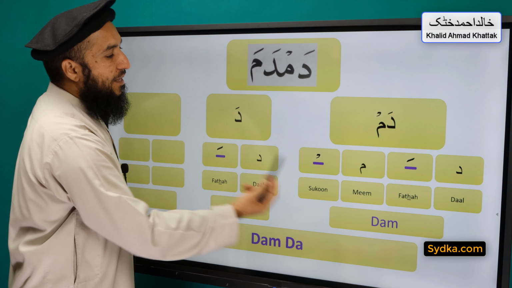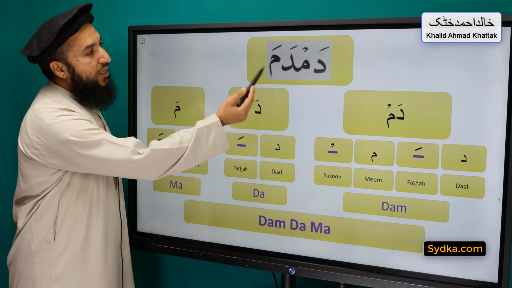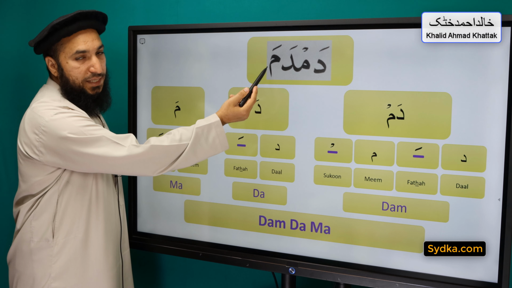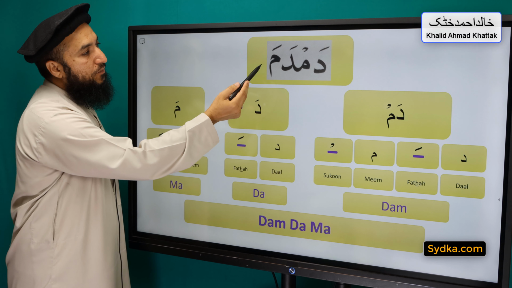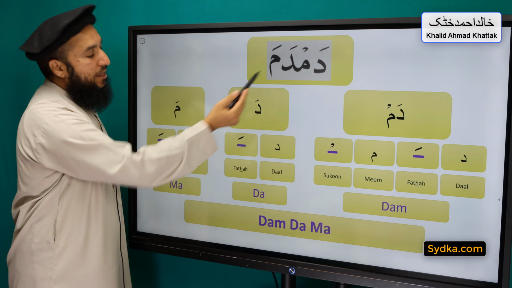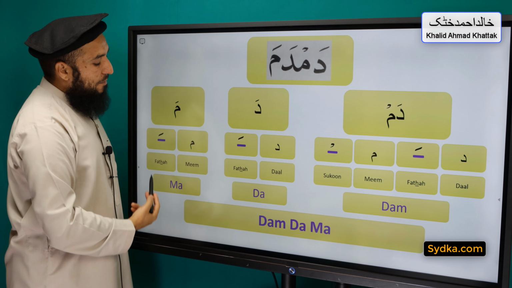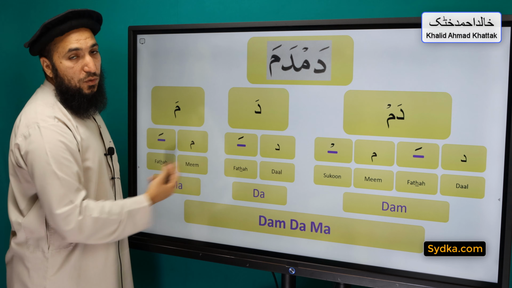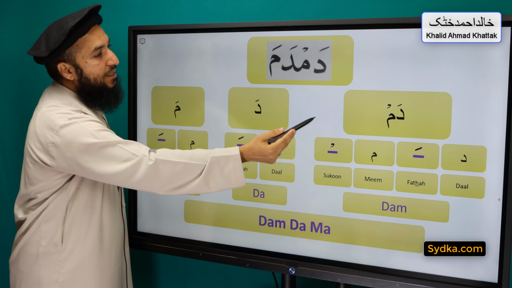Dam da. The next syllable we have is mim fatha ma. Mim is a light letter, it has fatha on top of it, and it is prolonged for 1 count. Mim fatha ma. Combining all 3 syllables together we have damdama.